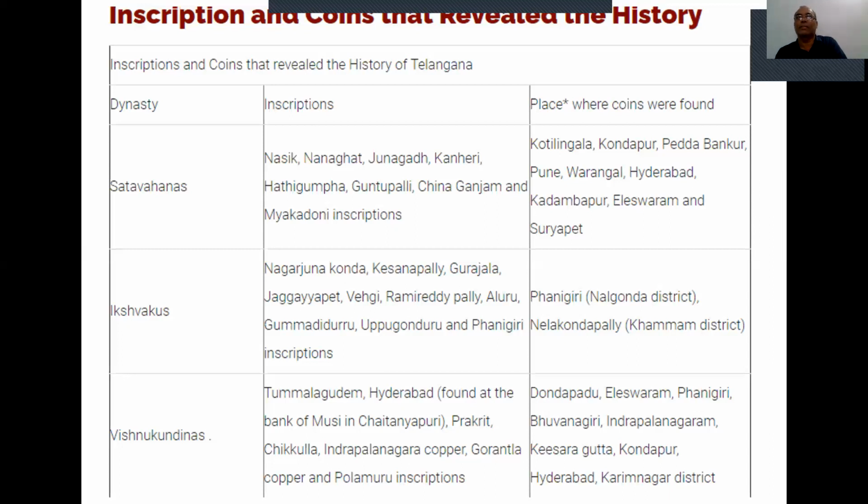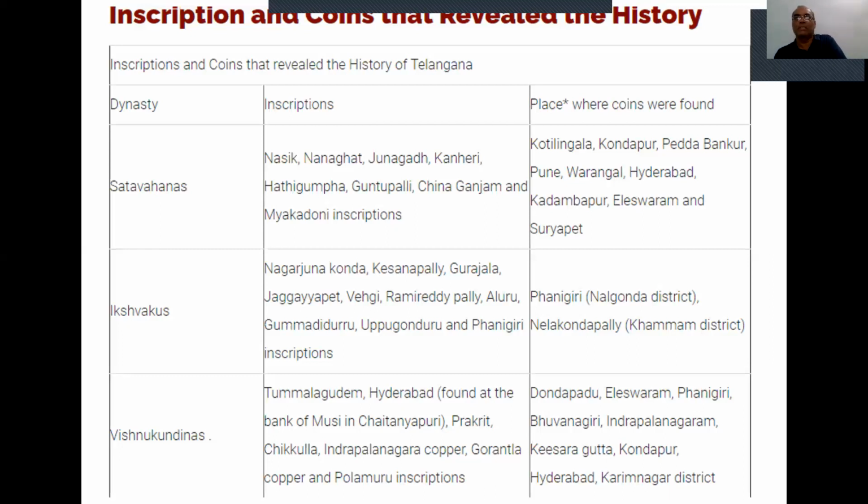So the inscriptions indicate that these were the areas which were a part of the Satavahana empire. Similarly, we can also see that when we look at the coins available for this particular period, you have Kotilingala, Kondapur, Pedda Bankur, Pune, Warangal, Hyderabad, Kadampur, Eleshwaram, and Suryapet.